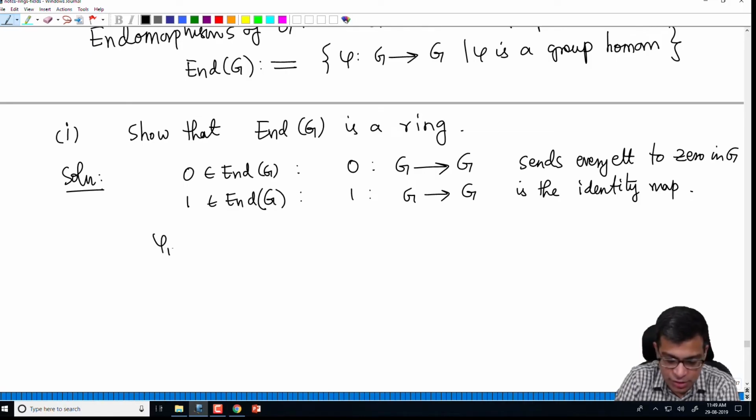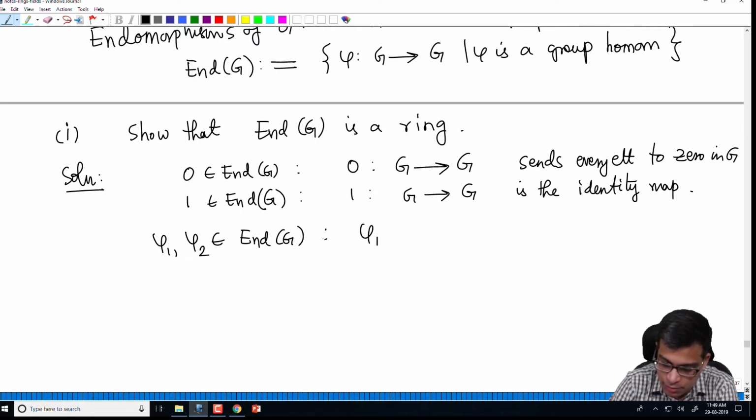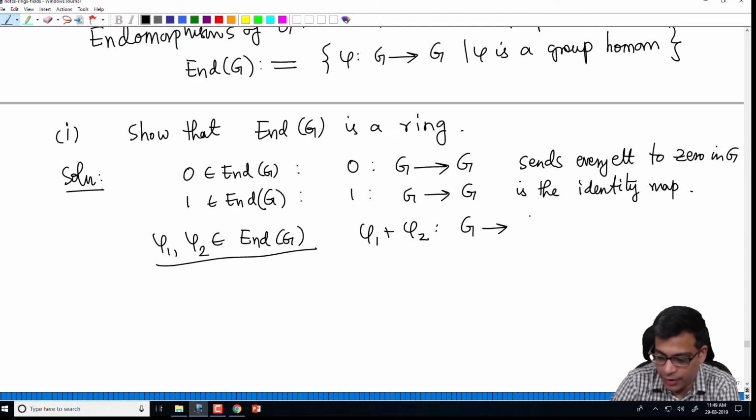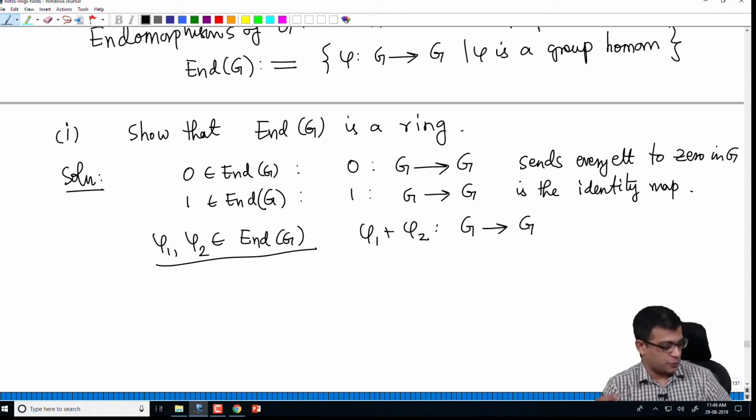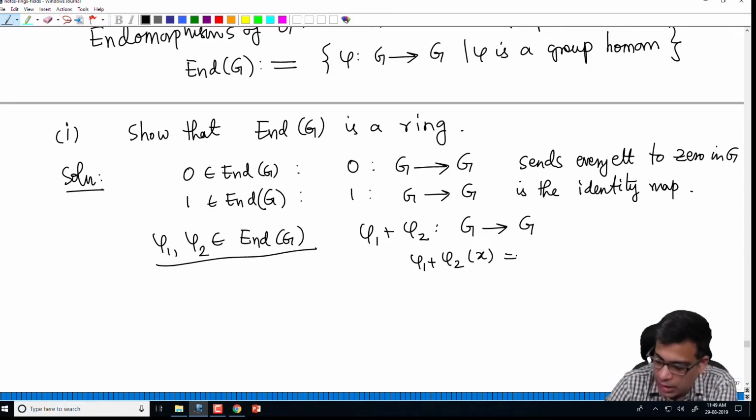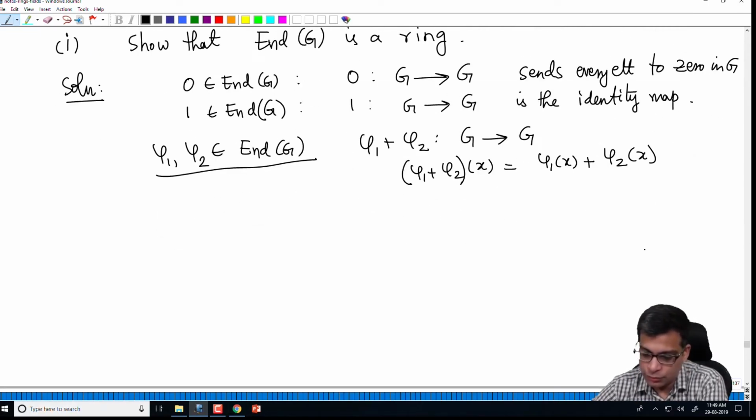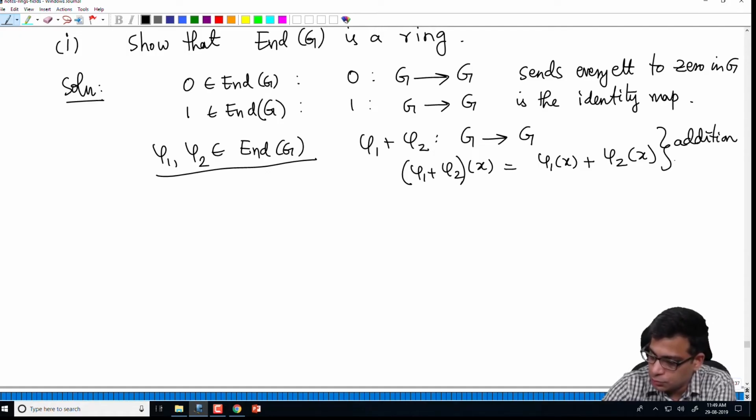And what is addition? Maybe I should have said this first. If you take phi 1, phi 2 in End(G), what do we do? Phi 1 plus phi 2 must be another element of End(G), right? That means it must be a homomorphism from G to G. And what is that? I will simply define (phi 1 plus phi 2) of x by adding in G. So (phi 1 plus phi 2) of x will be phi 1 of x plus phi 2 of x. So this is the addition in End(G).